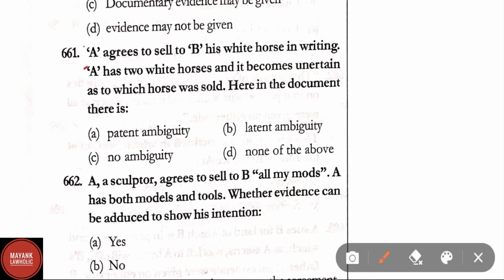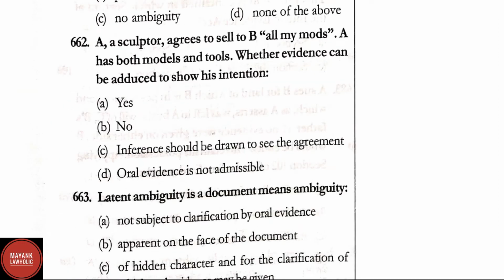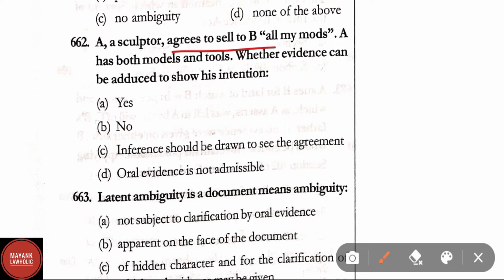A agrees to sell B his white horse in writing. A has 2 white horses and it becomes uncertain as to which horse was sold. Here the document has latent ambiguity. Question number 662. A, a sculptor, agrees to sell B all my models. A has both models and tools. Whether evidence can be adduced to show his intention? Here correct answer is option A, that is yes.